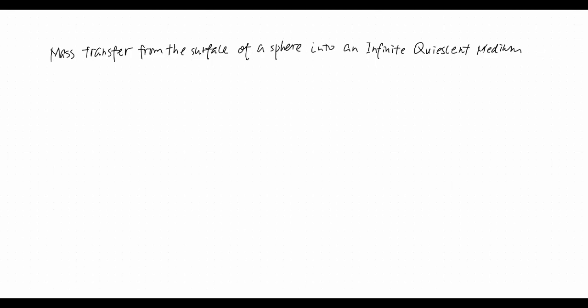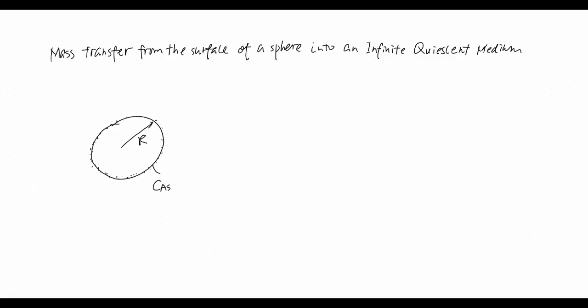Okay, now let's look at another example of using Fick's second law. It's the mass transfer from the surface of a sphere into an infinite quiescent medium. So you have a sphere, and the sphere has radius R. The particle concentration on the surface of the sphere is maintained at a concentration CAS.